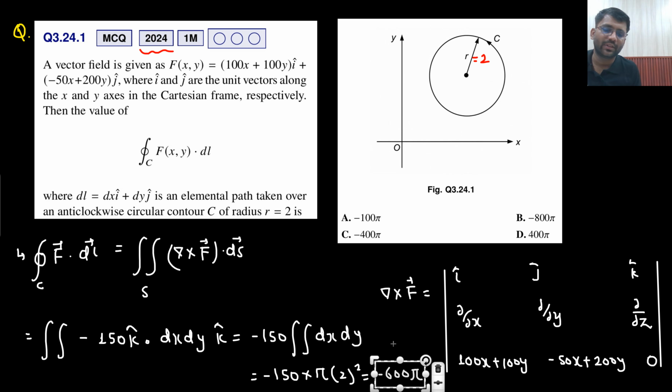Now you look at the options. Minus 600 pi is not even in the options. Then you will start thinking, what do I do? You will recheck the calculation again, and again you will see that your answer is minus 600 pi only. Then you will think, sir, I have studied vector calculus for so much time, I studied calculus of real variable, only 1 mark of question is coming, and I am not getting the correct option. Then you will be thinking where you are going wrong. You are correct only. The question framing is wrong.